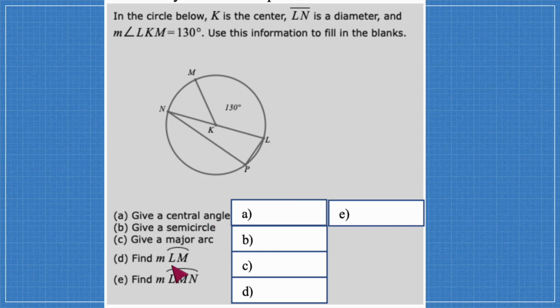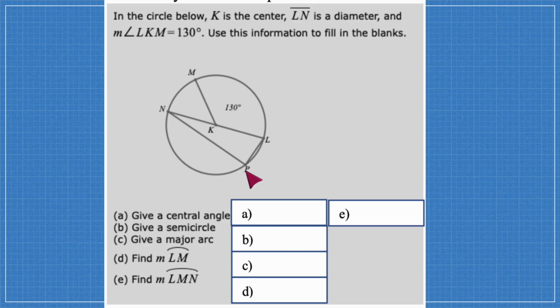We have 5 questions here, and the first ones say, give a central angle, give a semicircle, give a major arc. So with these ones, they just want us to name these 3 things. Just give one of them that is in the diagram, and there may be more than one.